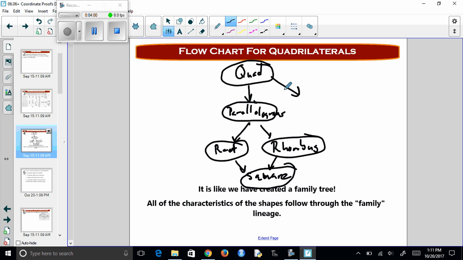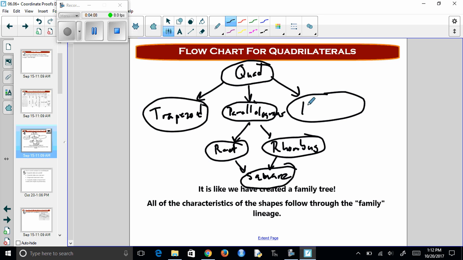Now, the two oddballs are going to be the trapezoids and the kites. Now, you might look online and see a different quadrilateral chart because there are some different definitions. And we'll talk about this more in class. This is what a lot of textbooks use.